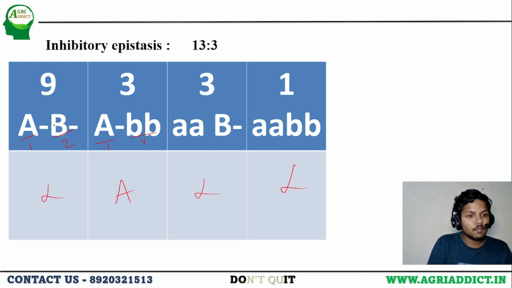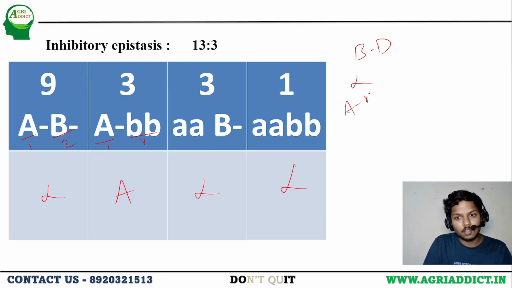Means if B is dominant, then there will be no expression, because whether A is recessive or dominant, no matter, B inhibits A. That's why it doesn't matter whether A is dominant or recessive, there will be no expression. So I think you got it. Here the phenotypic ratio will be 9 plus 3 plus 1 is to 3, equal to 13 is to 3.